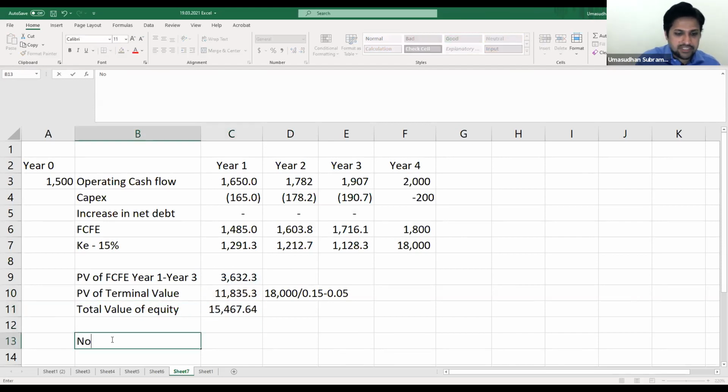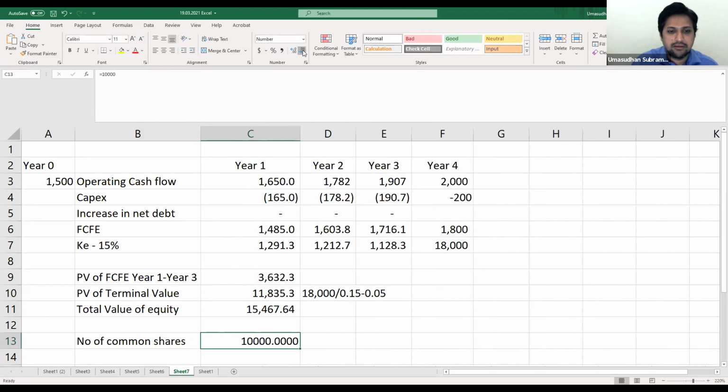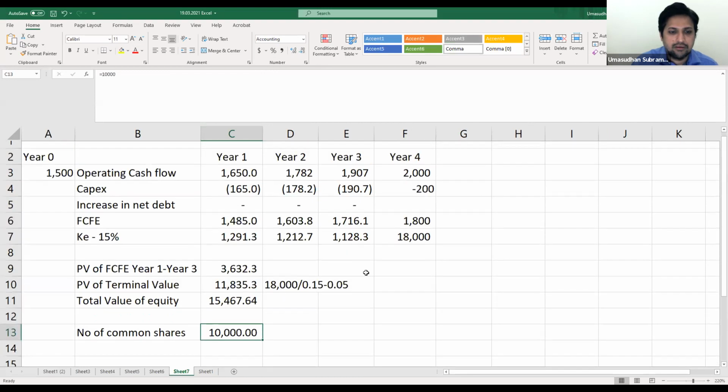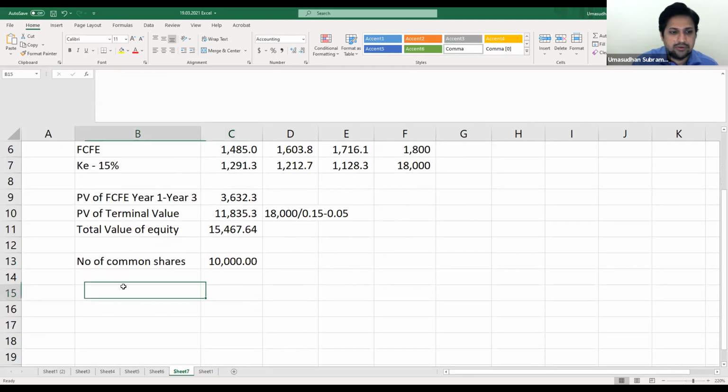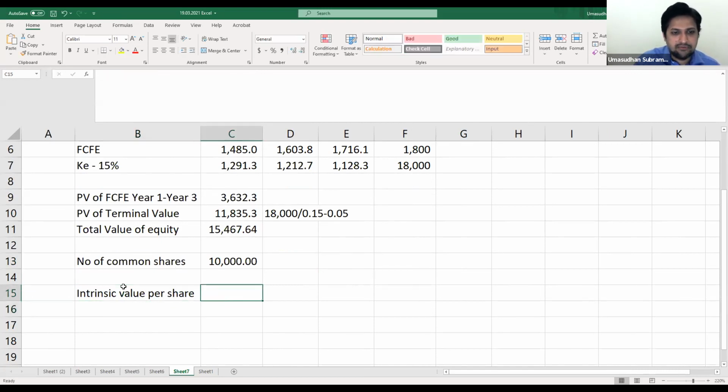15,467.64. Number of common shares, let's say 10,000. 10,000 is the number of common shares in the company. So now I'm going to say intrinsic value per share. That will be 15,467 divided by 10,000, 1.54. This is the intrinsic value. This is the free cash flow based intrinsic value.